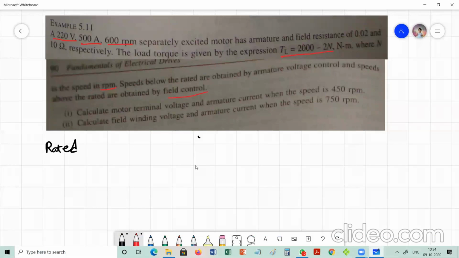So first we have to write what the rated conditions they have given. The rated conditions are VR equal to VAR equal to 220 volt. We can write VR is equal to VAR because it is a separately excited DC motor.